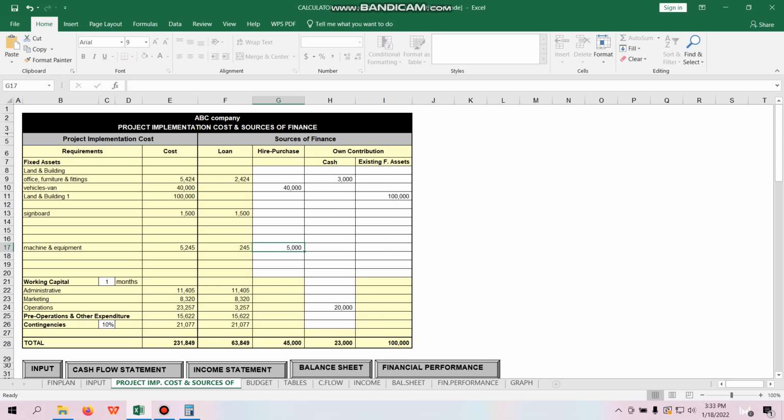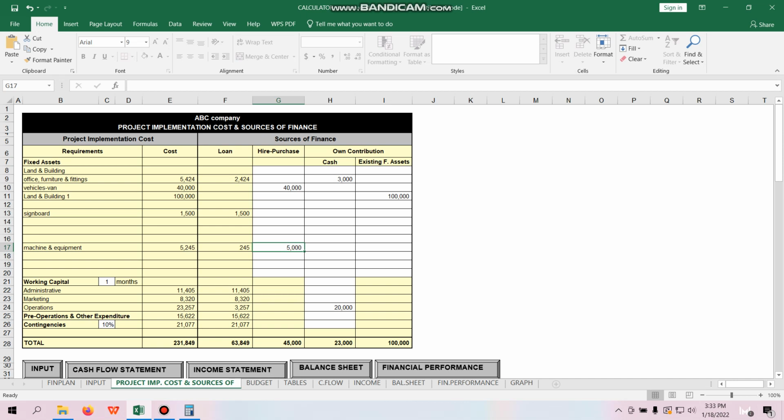If possible, try to find the balance between these two. For example, right here, this one is 100, this one is 23, so 123. This one is almost 100,000. So I think you can find the balance between your own contribution and also the loan here. So I think this is a good balance. But if you think that you want to make some adjustment, it's up to you, right?